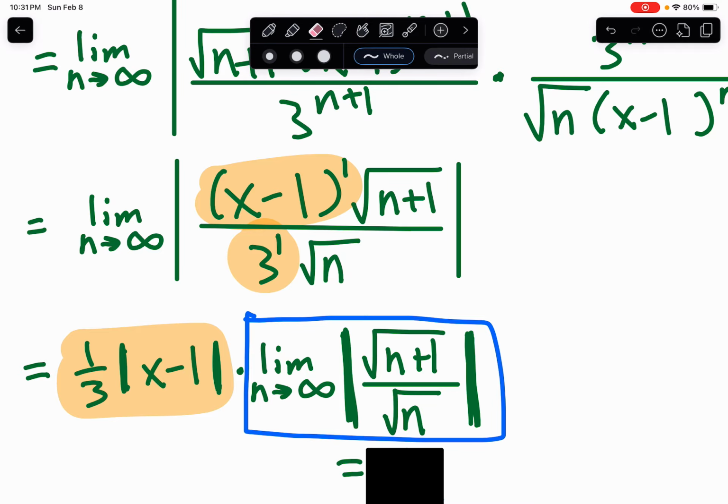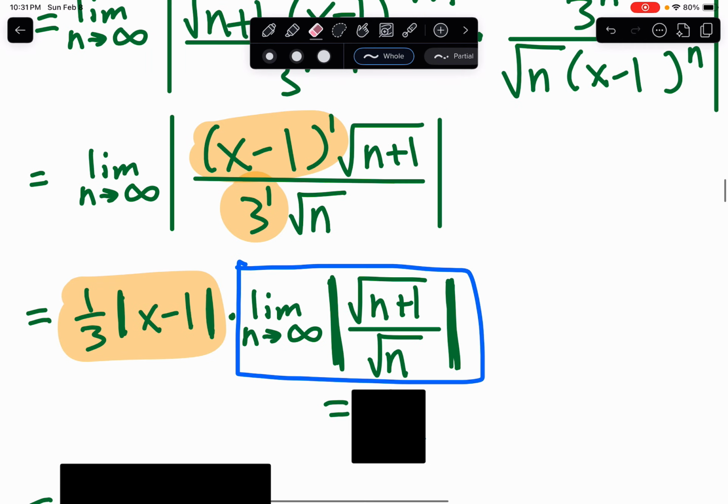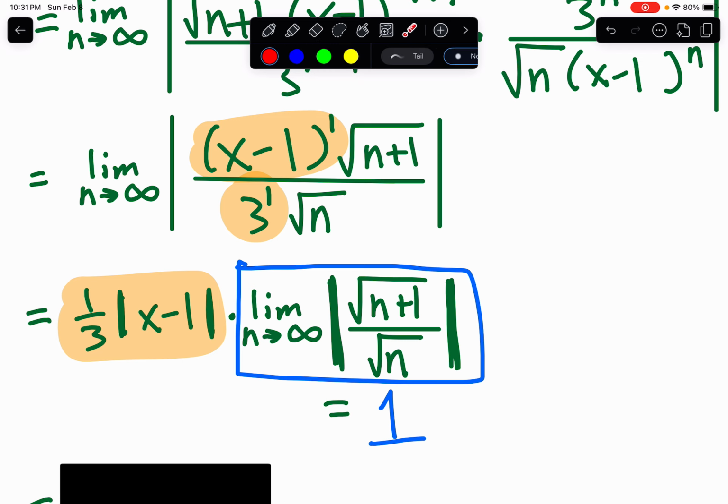And this is now going back to Calc A stuff, right? So what does that limit equal? That limit is just 1, because this is basically x to the 1/2 over x to the 1/2. Same power, and so no coefficients. The plus 1 doesn't matter as n goes to infinity. Okay, so that's just 1.